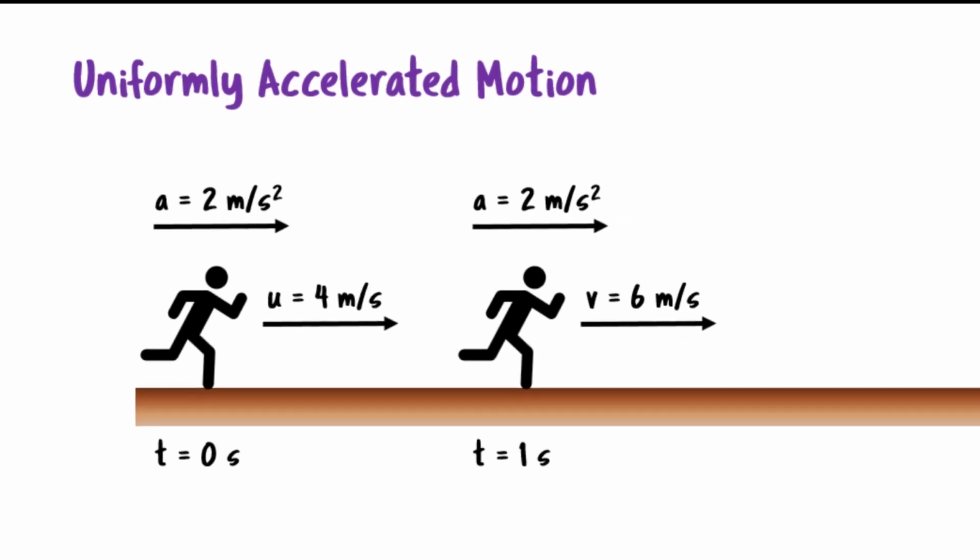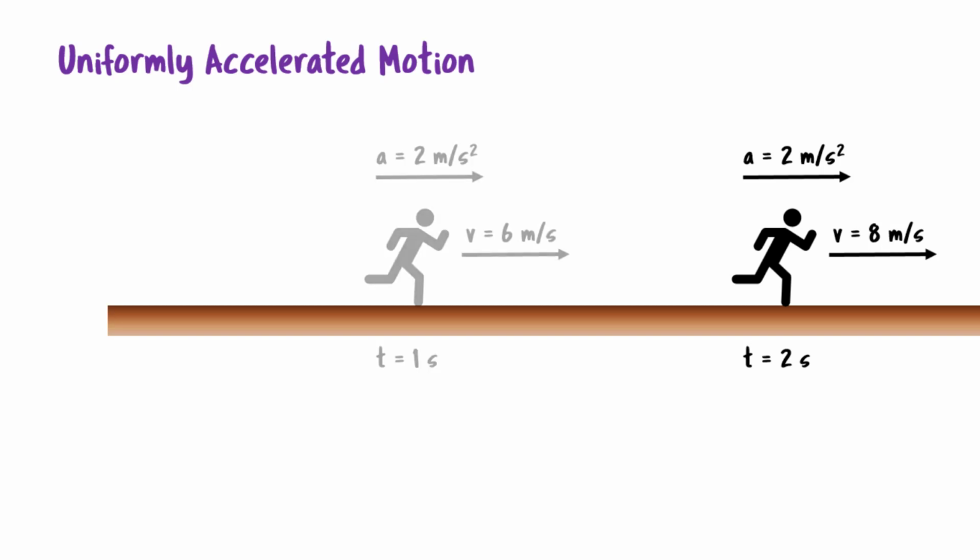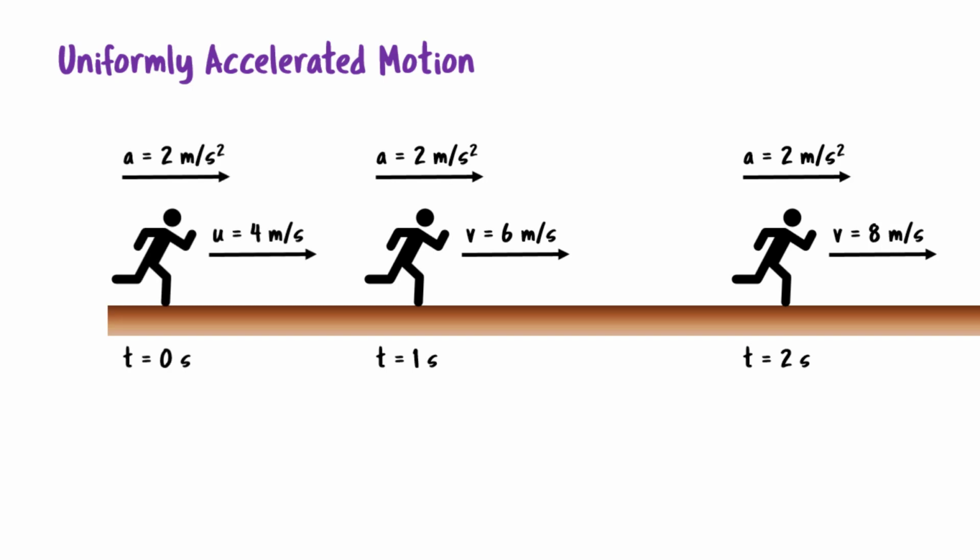We further observe his motion at t is equal to 2 seconds and we find that his velocity will further increase by 2 meters per second and will finally become 8 meters per second. We can again compare these results at t is equal to 0 and t is equal to 1 second, and we can find that at every second his velocity is increasing by 2 meters per second.